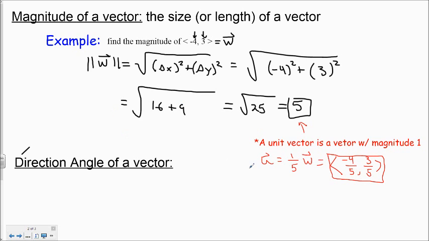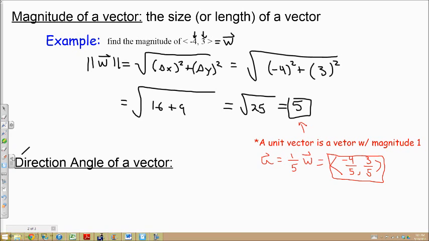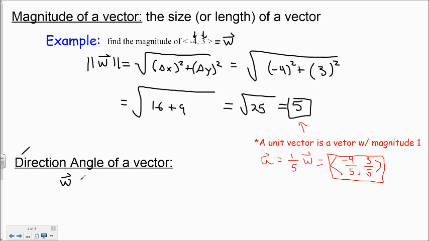If I wanted a vector of any other length, I could then take this unit vector and multiply it by my desired length. Another value that we are sometimes concerned with in relation to vectors is the direction angle. So the magnitude was its size, the direction angle is its direction, which are the two things that define a vector. So I'm going to reuse the same example, vector W, which has components -4, 3, and I'm going to find the direction angle.